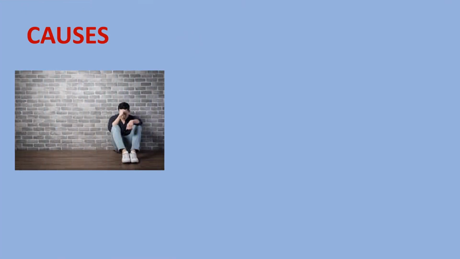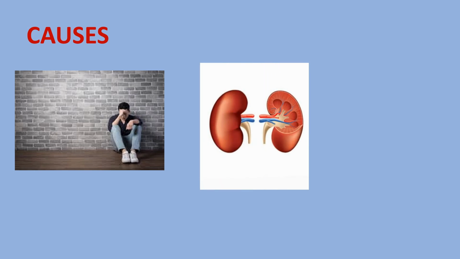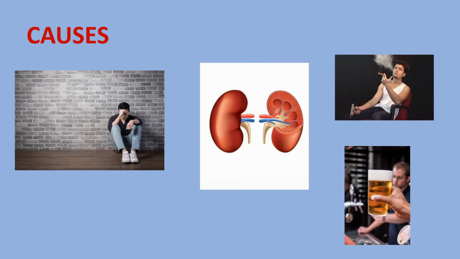Reasons for hypertension or high blood pressure: long-time stress and work, improper functioning of kidneys, and drinking and smoking habits are causes of hypertension. If this condition continues for a long time without treatment, it can cause other diseases. In the long term, it may also cause death.